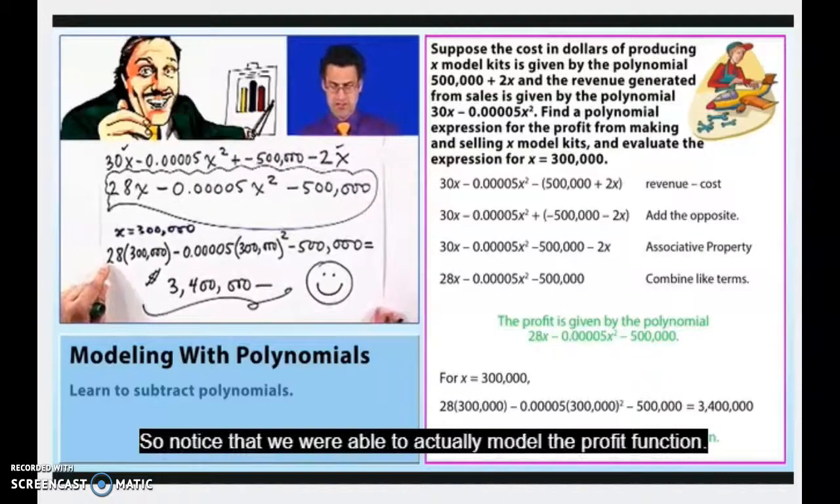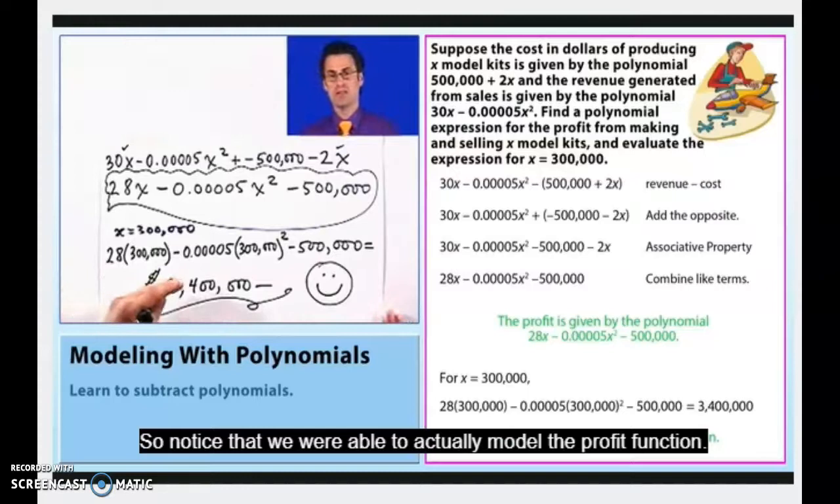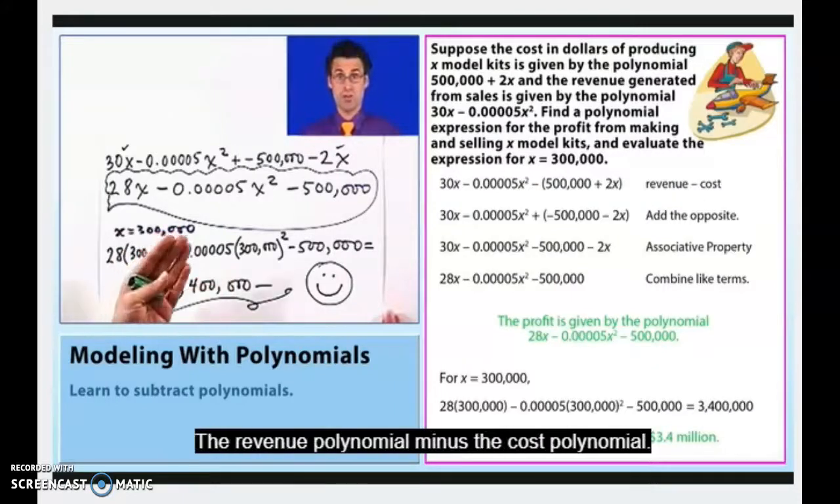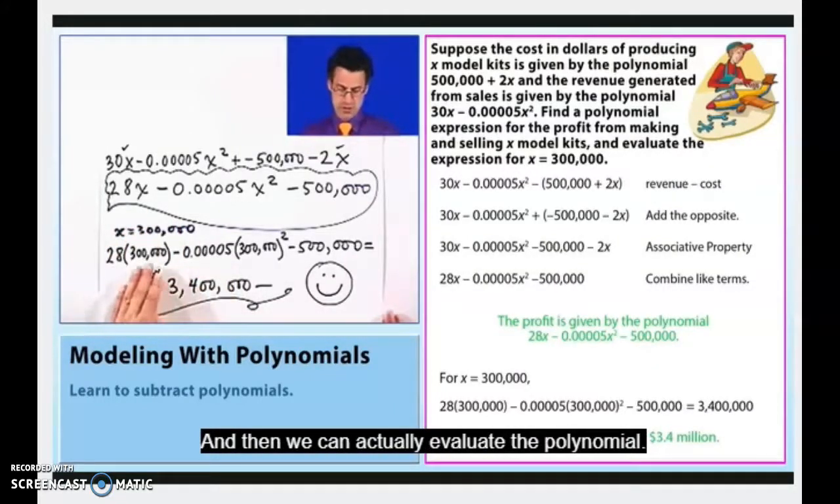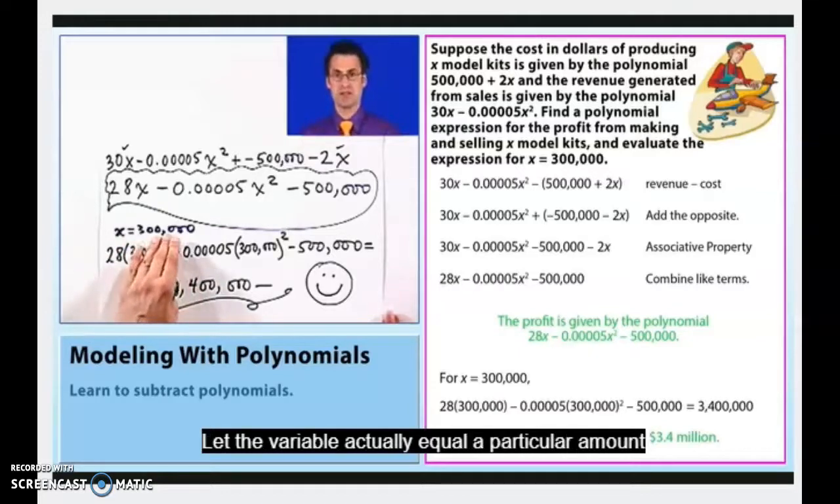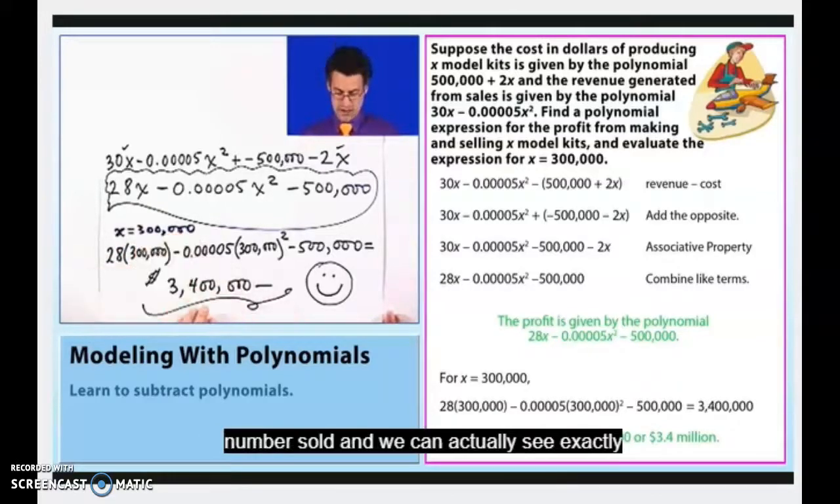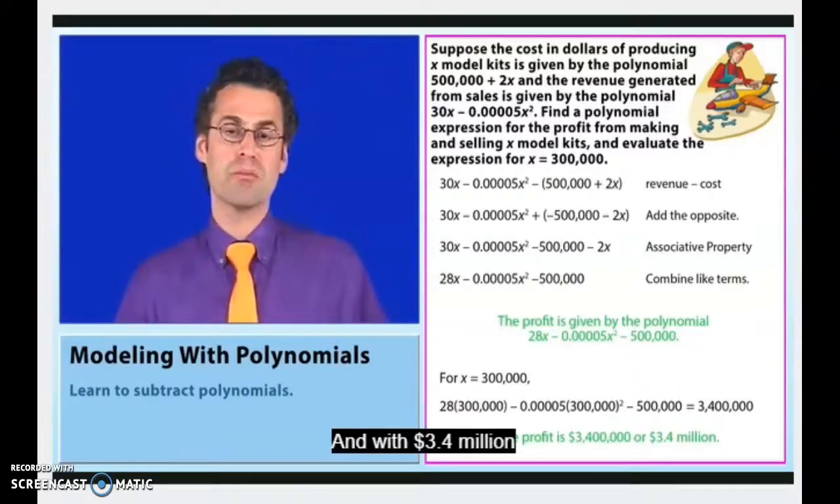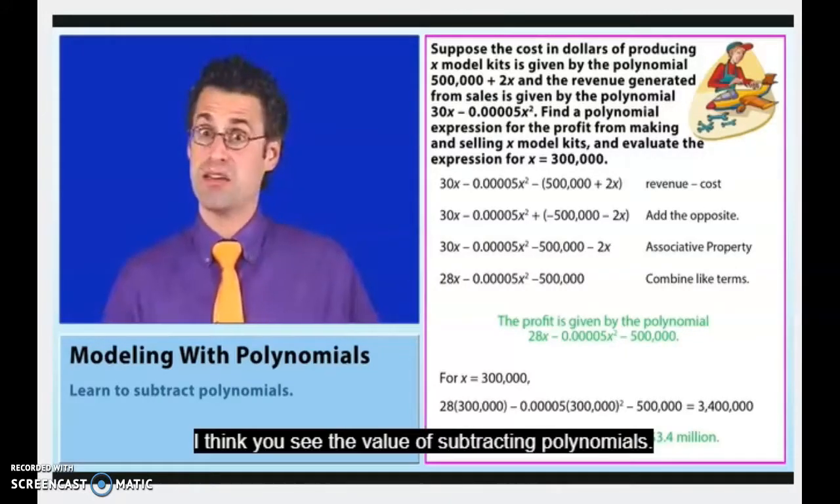So notice how we were able to actually model the profit function by looking at the difference of two polynomials, the revenue polynomial minus the cost polynomial. And then we can evaluate the polynomial, let the variable equal a particular number sold, and we can see exactly what that profit is. And with $3.4 million, I think you see the value of subtracting.